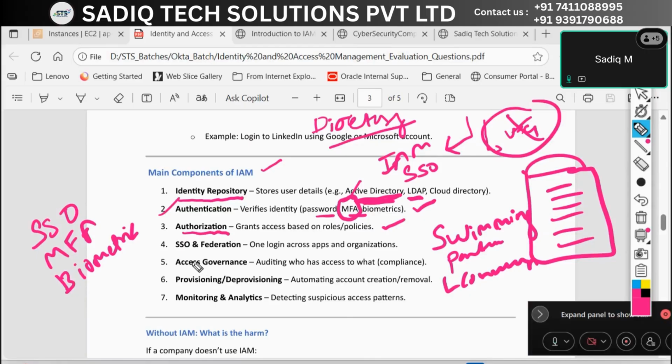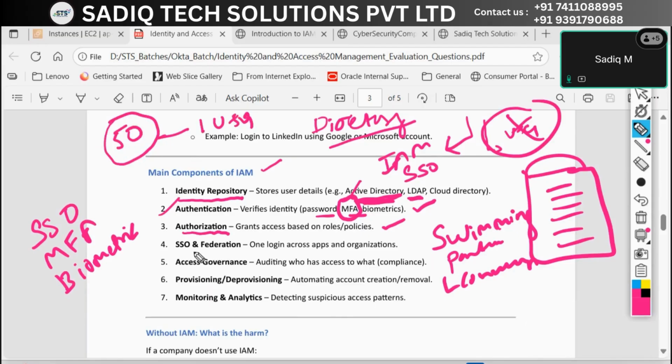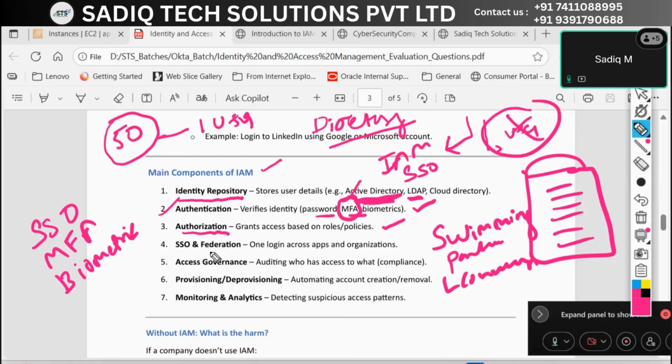And then we have the fourth component, SSO and federation. Suppose you have 50 applications in an organization, let us assume. For accessing all these 50 applications, there will be one set of username and password. That is the concept of single sign-on, and federation is the methodology to implement SSO, right? So that is one component that also comes under IAM.